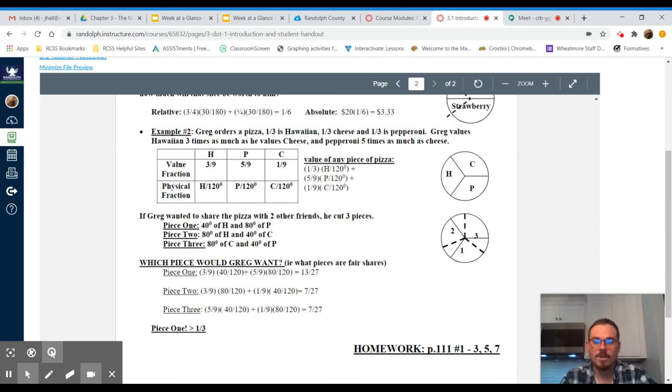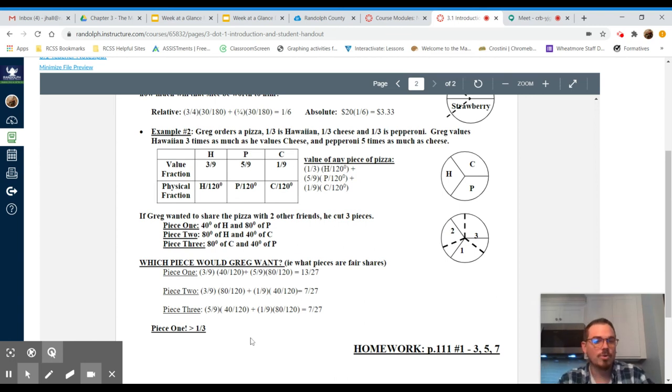So we know that piece 1 is 40% of Hawaiian. We're just going to say this is what he cut. 40% of Hawaiian and 80% pepperoni. Piece 2 is 80% Hawaiian and 40% cheese. And piece 3 is 80% cheese and 40% pepperoni. He was trying to make it even. I'm going to cut even percentages, even angles of each type that I can get. So it's cut evenly. And this is what he ended up with.